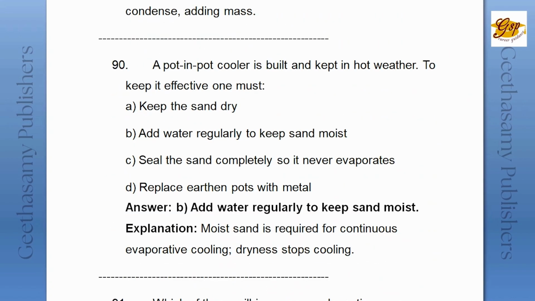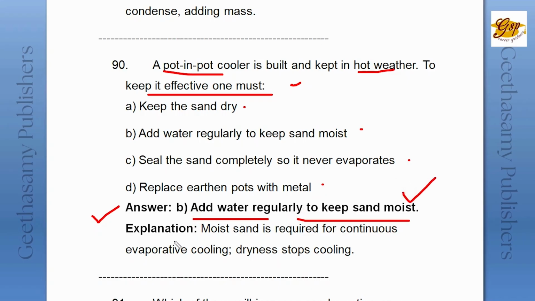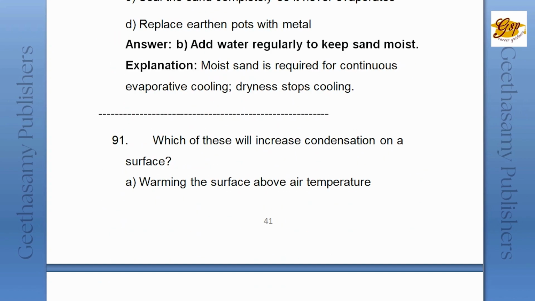And 90th question. A pot-in-pot cooler is built and kept in hot weather. To keep it effective, one must keep the sand dry, add water regularly to keep the sand moist, seal the sand completely so it never evaporates, or replace earthen pots with metal. The correct answer is add water regularly to keep the sand moist. Moist sand is required for continuous evaporative cooling, so drying stops the cooling.